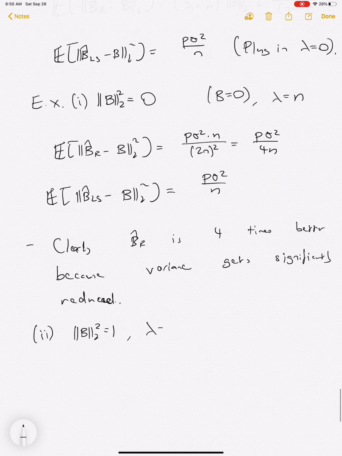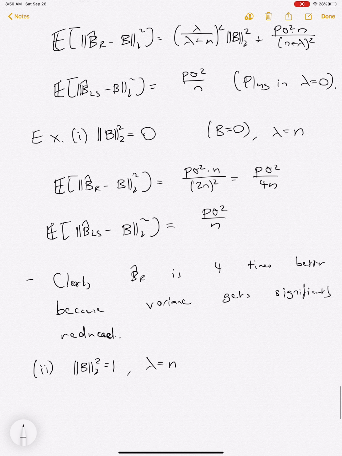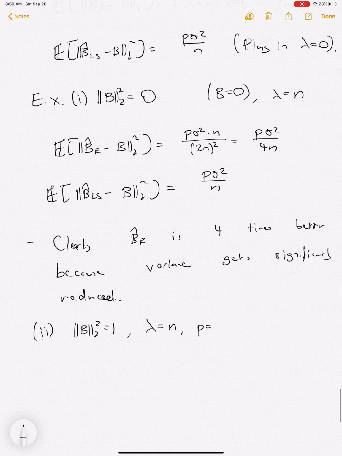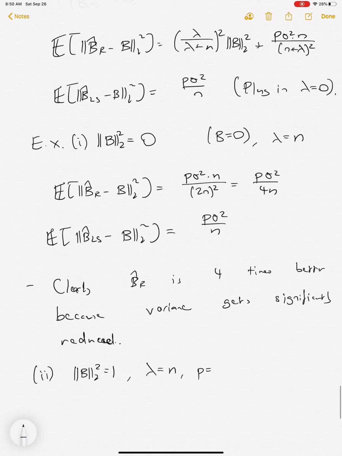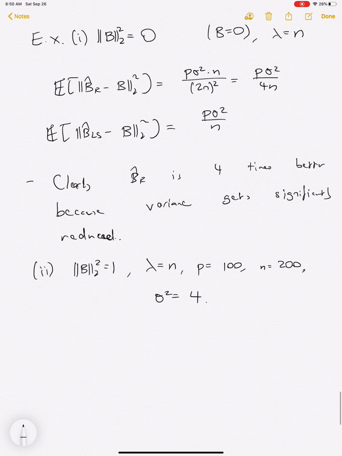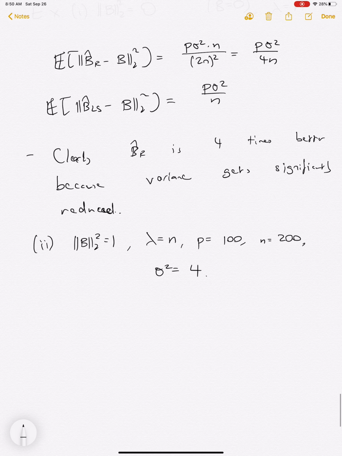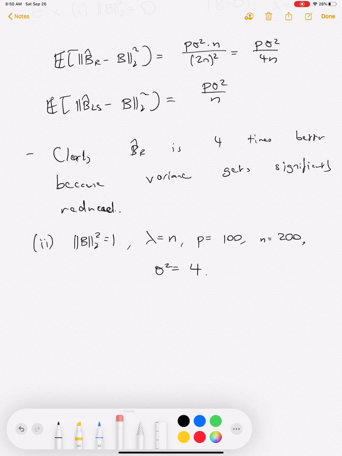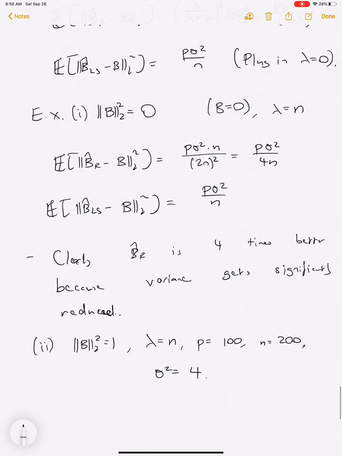We're going to set lambda equals n, and we're going to set P to be 100, and N to be 200 in this case, and then we're also going to set sigma squared to be equal to 4. Okay, so this is a setting where we're setting everything up, and we're going to compare these two estimates. So you can see that now we're going to get a bias.